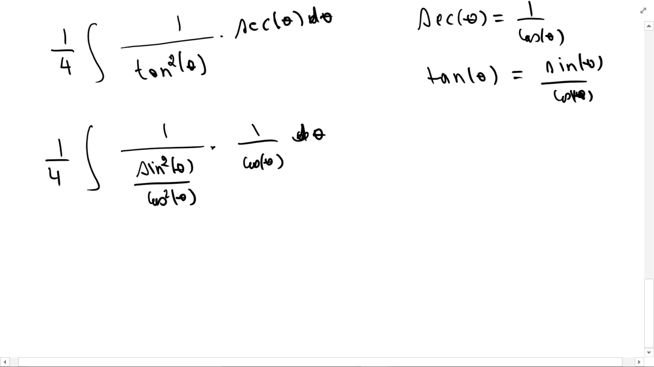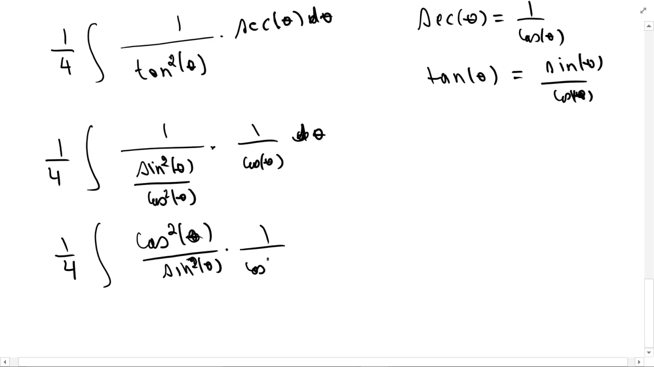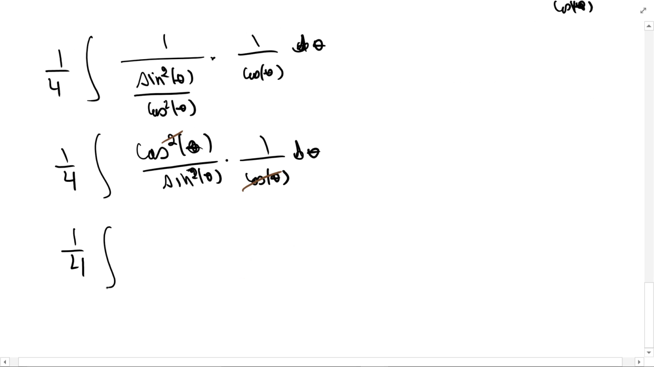So we then divide. Division basically means you flip. You take 1 divided by sine squared theta over cosine squared theta. It's going to be cosine squared theta over sine squared theta. And then times 1 over cosine theta d theta. So now we can simplify. We simplify 1 cosine, and that gives us 1 over 4 times cosine theta over sine squared theta d theta. Now when you look at this integral, we go back to calculus 1.